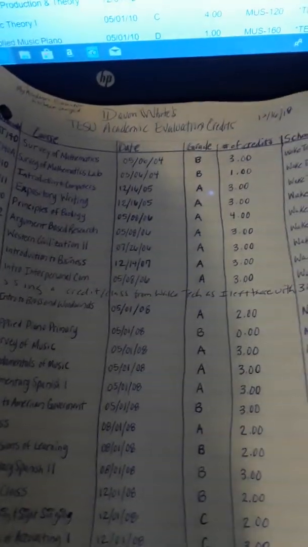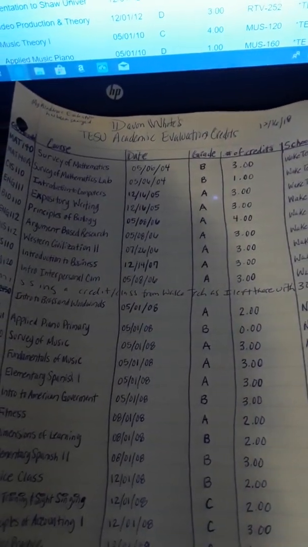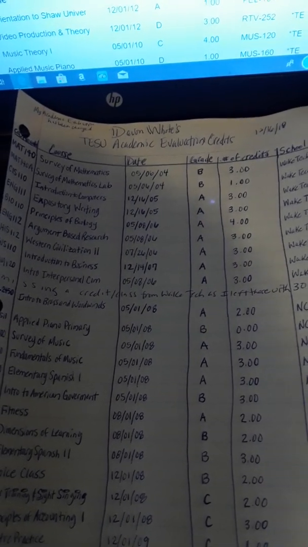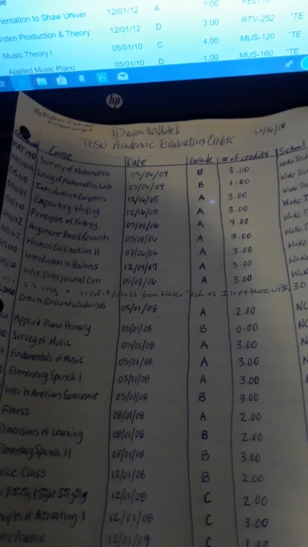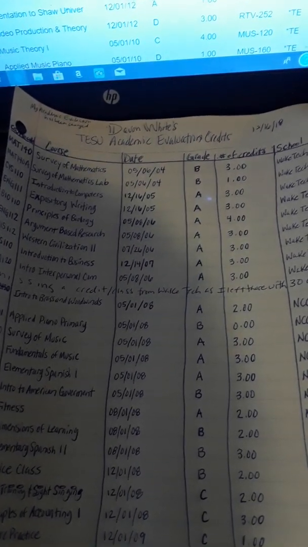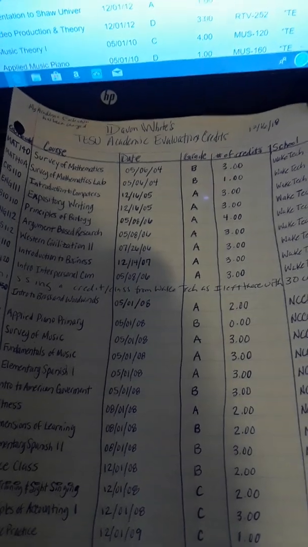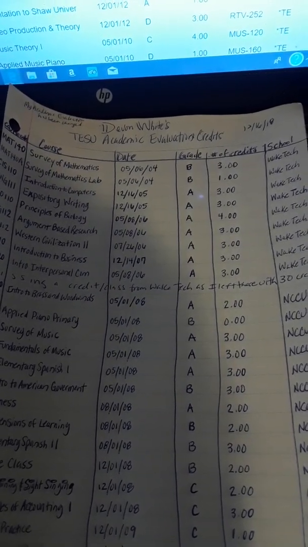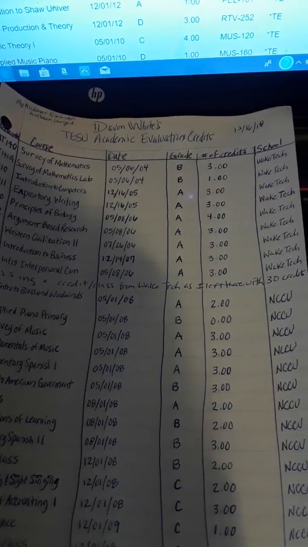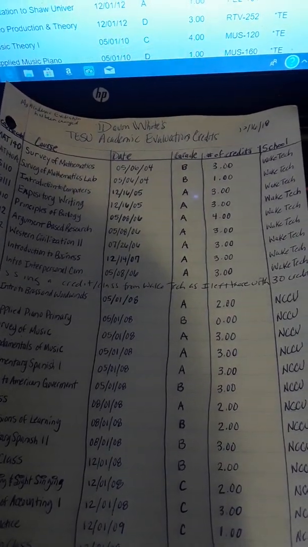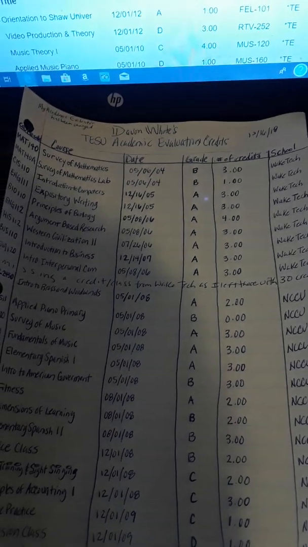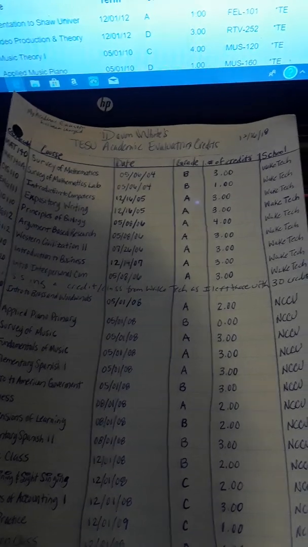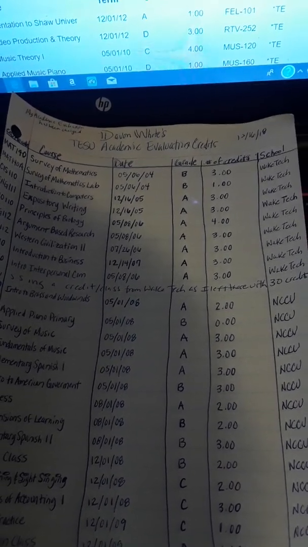Again, this is my academic evaluation. You can see the years that I took each course, the course number, the course code, the course, the date the transcript listed, the grade I got, the number of credits the course was worth, and the school I took the course at. For example, the first one is Survey of Mathematics. I took that at Wake Tech in 2004.